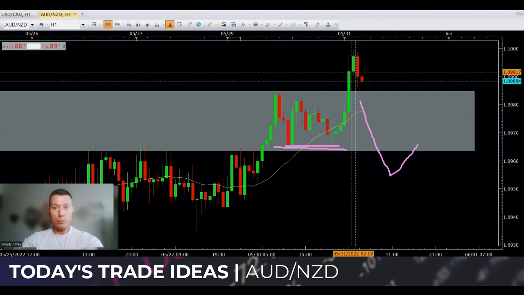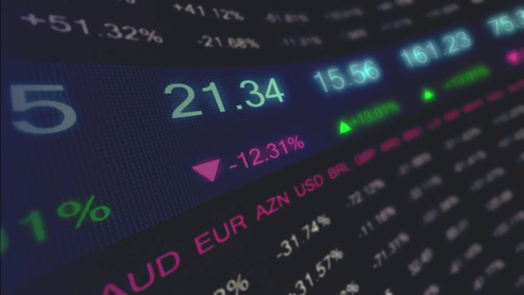Then we want to see price come back up into this grey zone. We can see a bearish candlestick pattern form somewhere in here, and then we can take price lower. Close 80% at the last H1 low, which could be here, obviously we don't know yet, and then leave 20% to run down to our higher time frame target. So that's how I'm looking to trade this pair today. So they're the two trade ideas for today. Let's take a look at the news now.